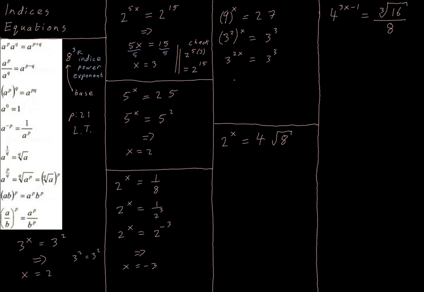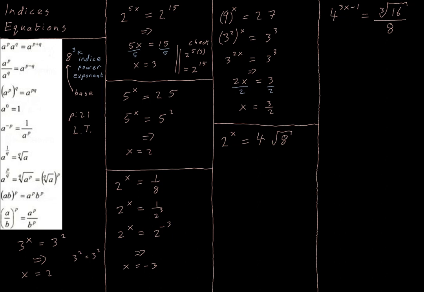Well, that means that 2x must be equal to 3. This implies that 2x must be equal to 3. And now we solve that equation in order to get x is equal to a number. So x must be equal to 3 over 2. That's the only way that I could get this equality to be true.